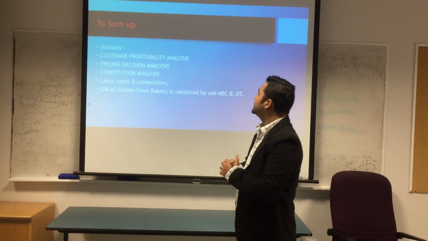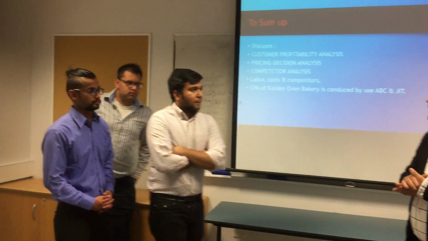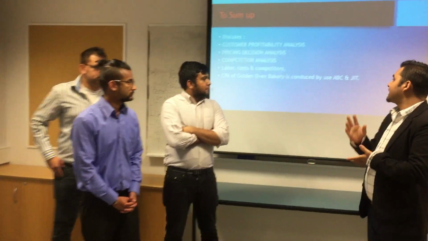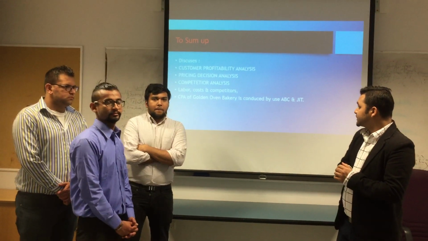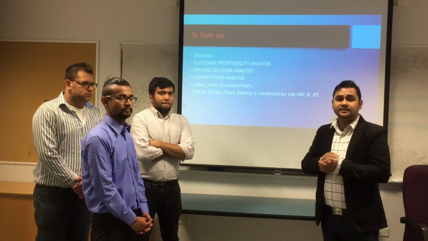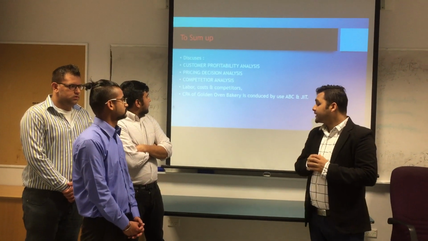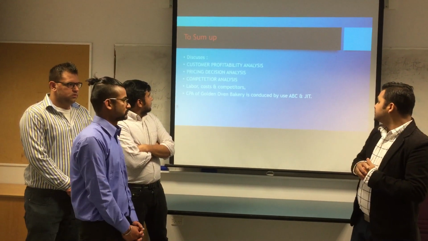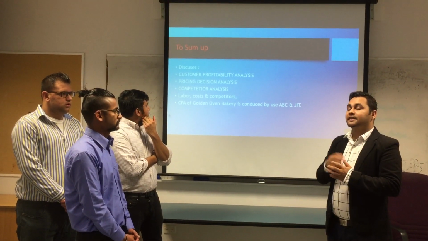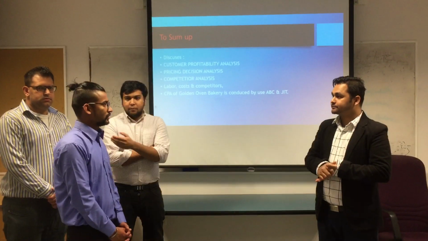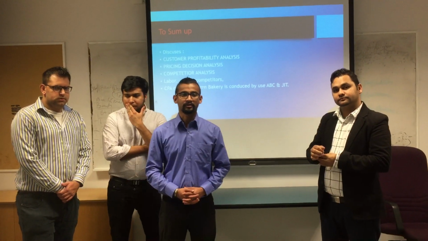Okay. So in the conclusion, what I want to say is that we discussed customer profitability analysis, pricing decision analysis, competitor analysis, labor cost, and competitors as well. So what we can say in the end is that the customer profitability analysis of Golden Oven Bakery is conducted by the use of ABC and JIT, so that they get success in their business. So that's our research. In this way, we have done a small survey regarding the business organization.